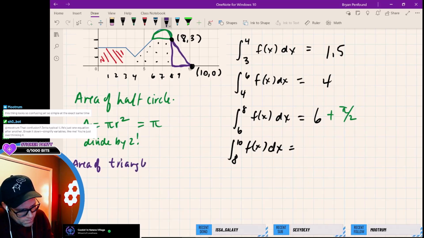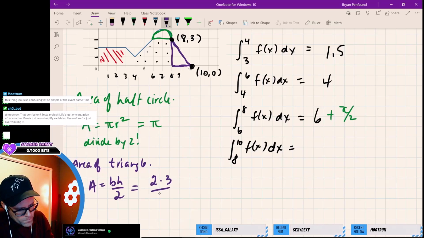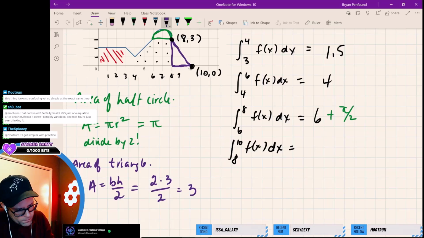That confusion? Zeta typical! Life's just one equation after another. Break it down. Simplify variables like... You're just overthinking it.